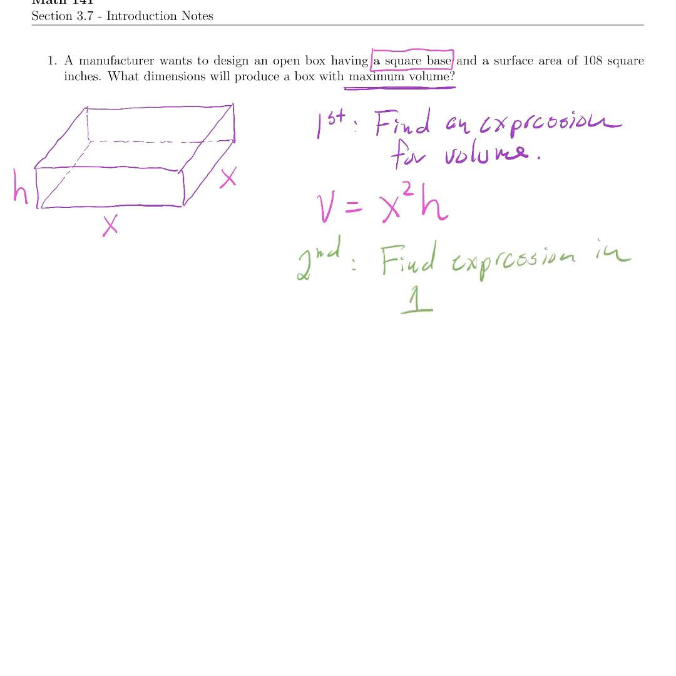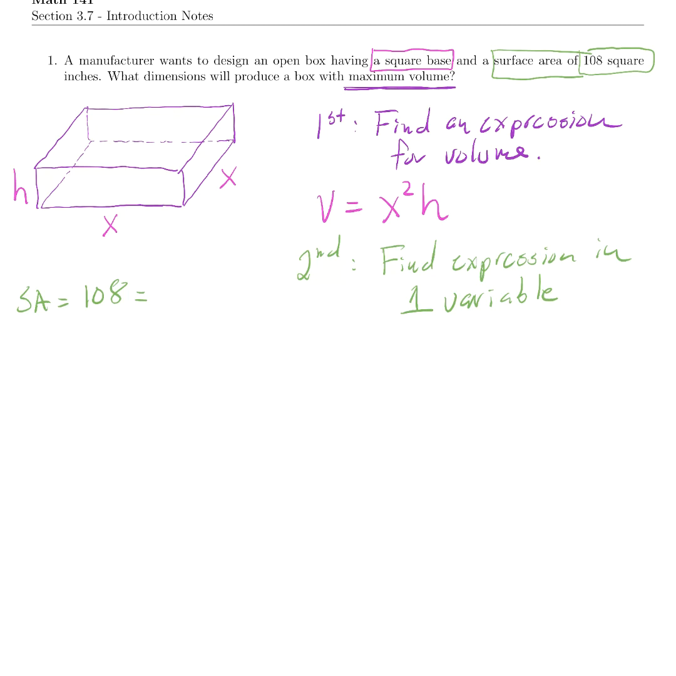Right now we have it in two variables, the dimensions of the base and the height, and we want to write it in one variable, and we should have some piece of given information that allows us to do that. And that is here, that the surface area is 108 square inches. Okay, let's see what that can tell us. So we know the surface area is equal to 108. Well, what is the surface area?